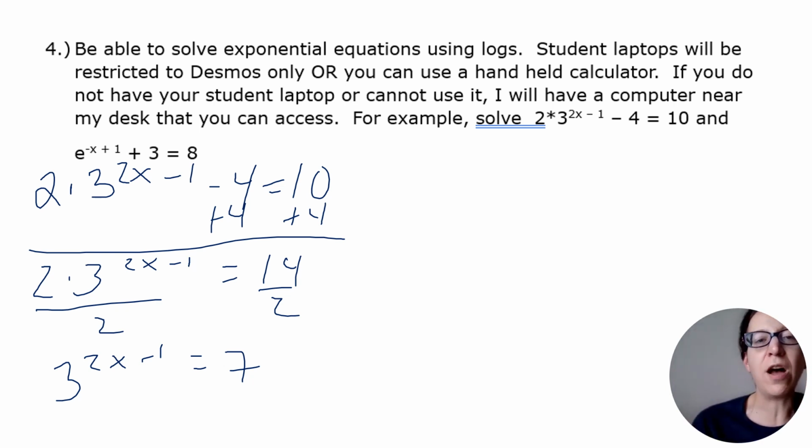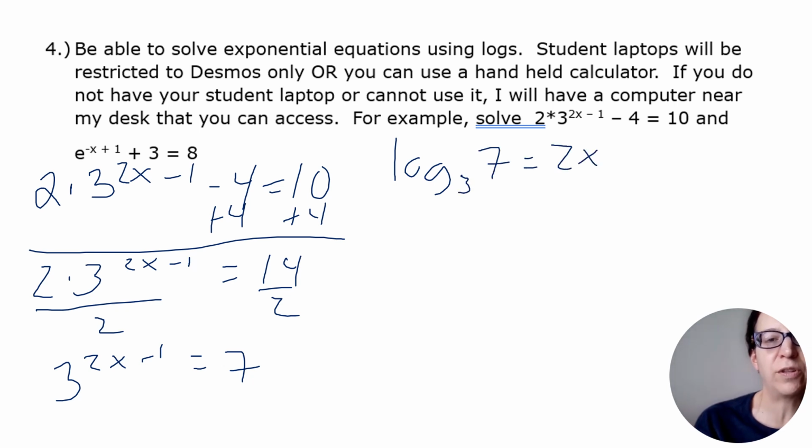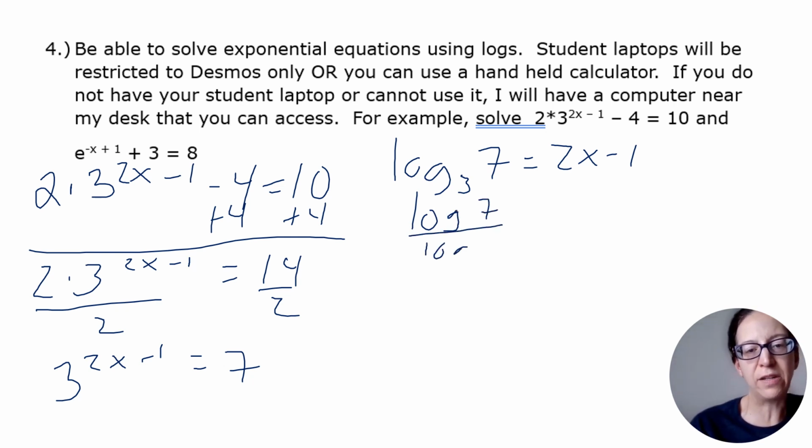All right, now we're going to change that over to a log. So this would be log base 3 of 7 is equal to the exponent, 2x minus 1. And log base 3 of 7 needs to be dumped into a calculator. You can dump it in as is, or you can use the change of base. So you can do log of 7 divided by log of 3. There is no preference in this class for this test.